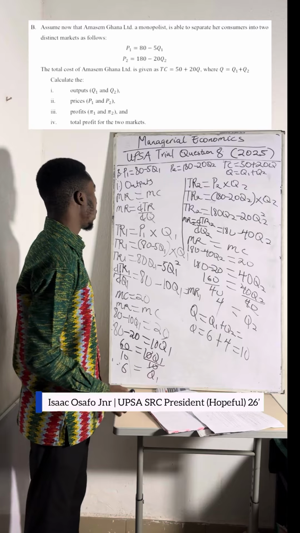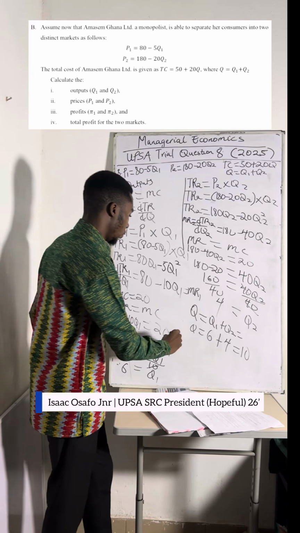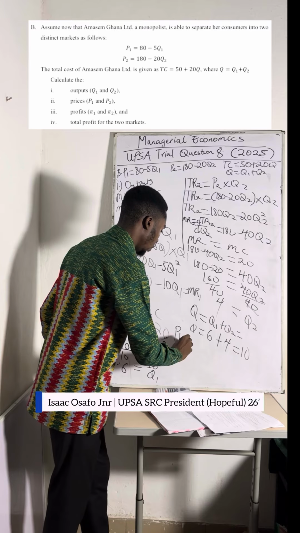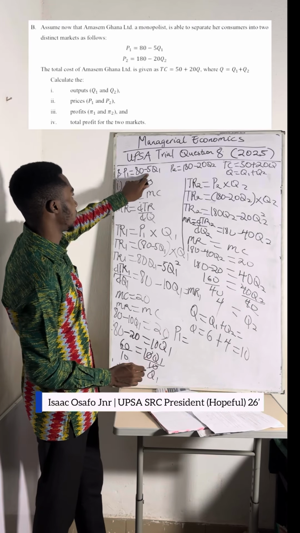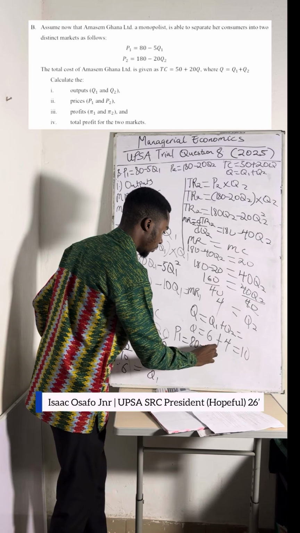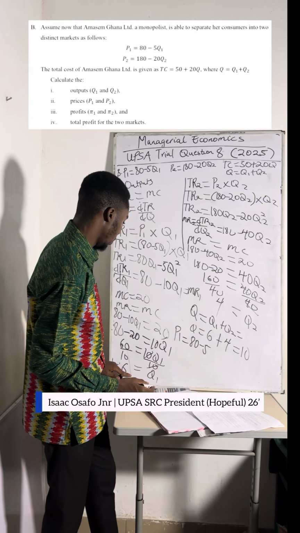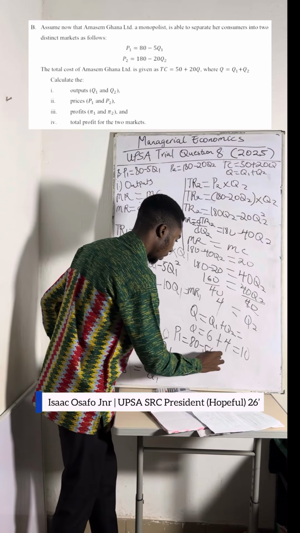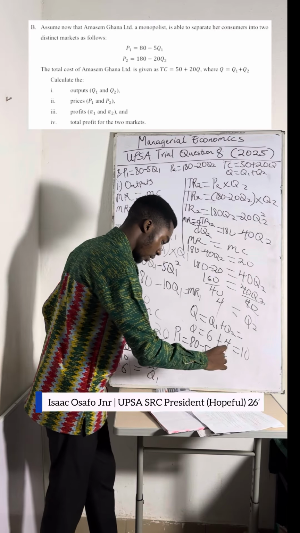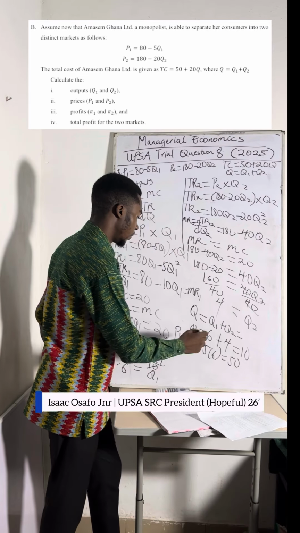Now we can go ahead to find the prices for each of them. So let's start with P1. For P1, we know that it is equal to 80 minus 5 Q1. Q1 is what? We got our Q1 to be 6. So 80 minus 5 times 6. And that should give us 50, because 5 times 6 is 30. So 80 minus 30 should give us 50.